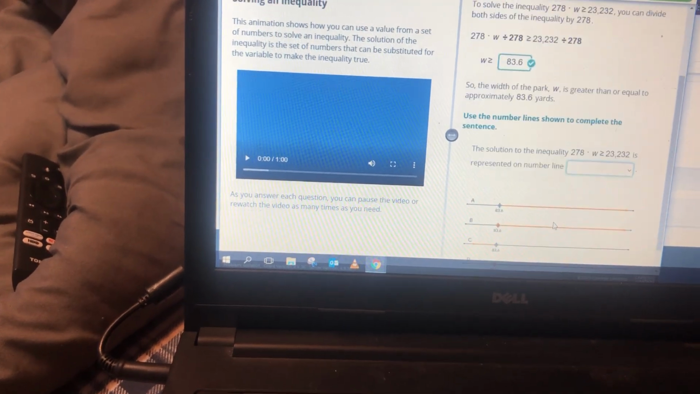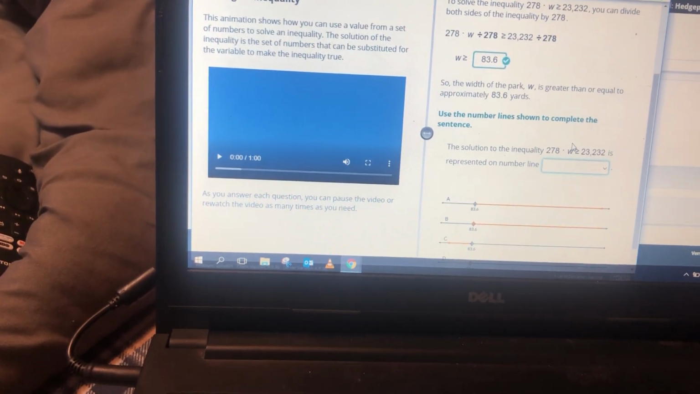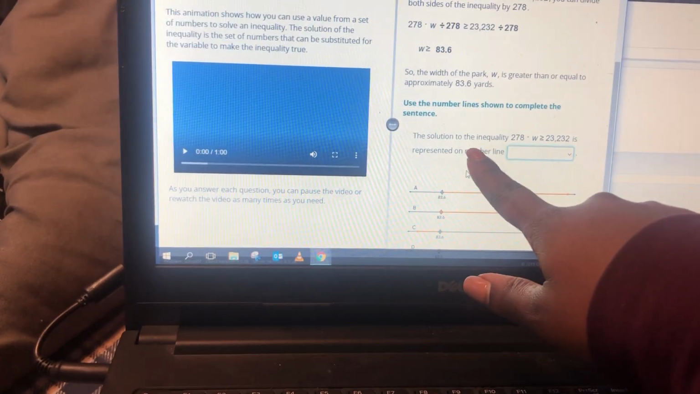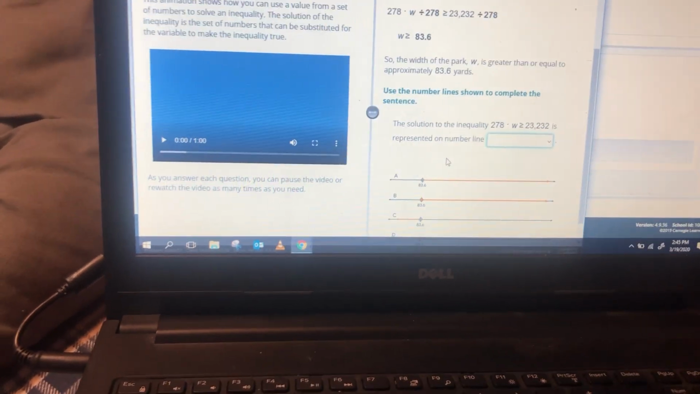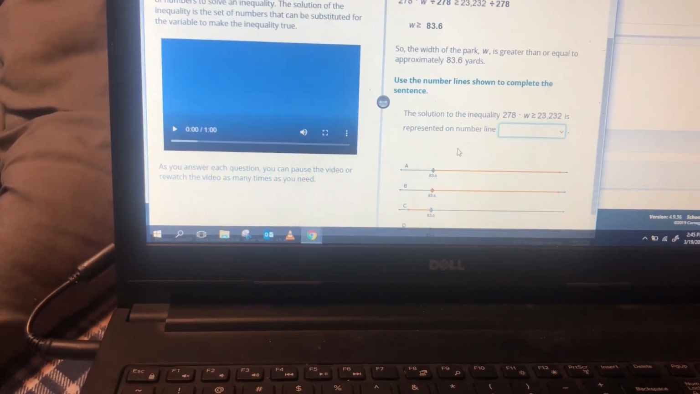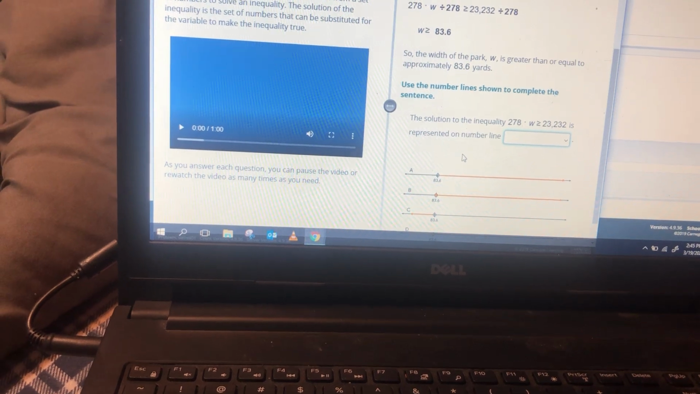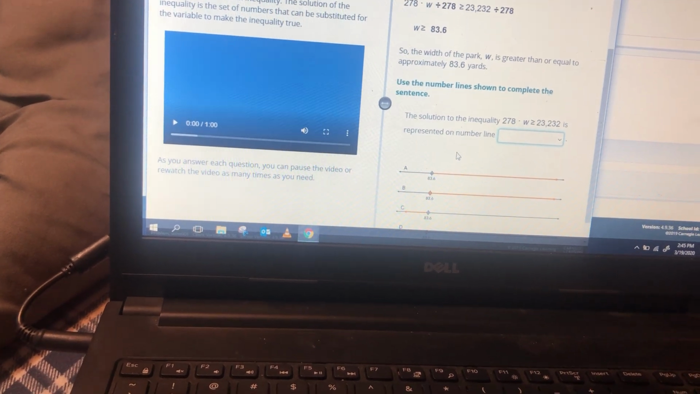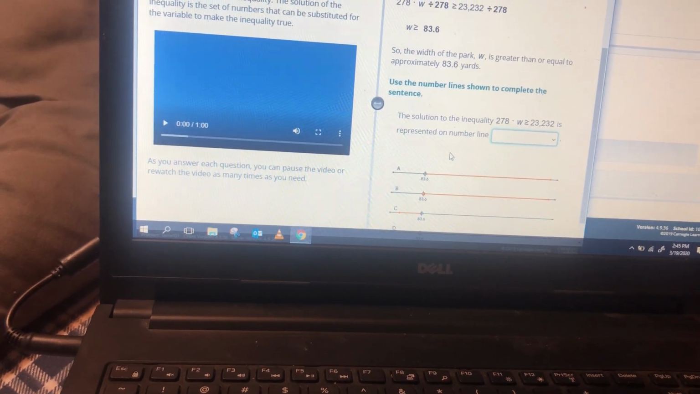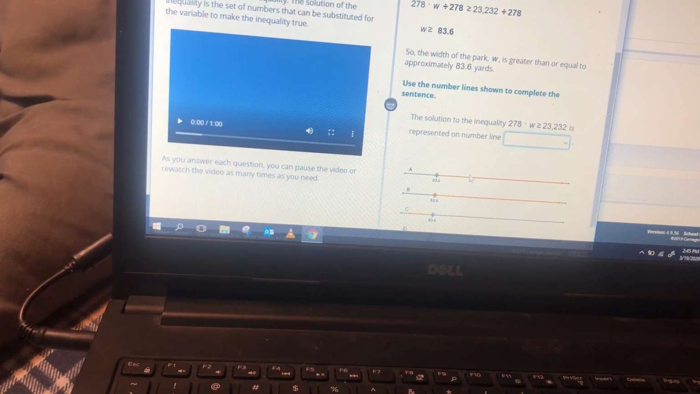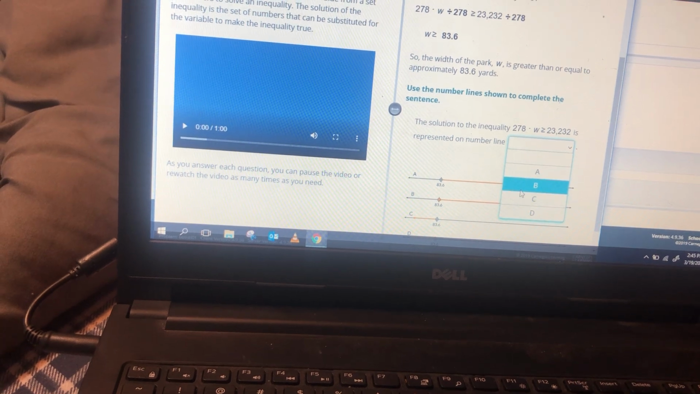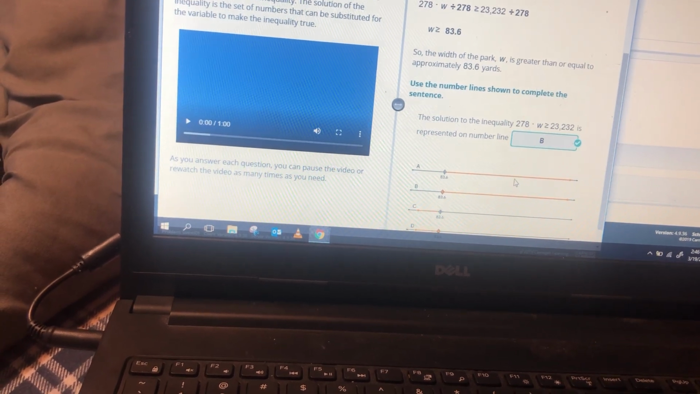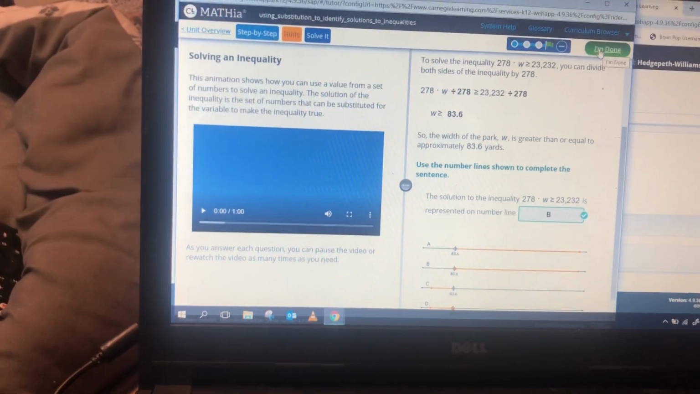Use the number lines to complete the sentence. The solution to the inequality 278 times W is greater than 23,232 is represented on the number line which is B, and I'm done.